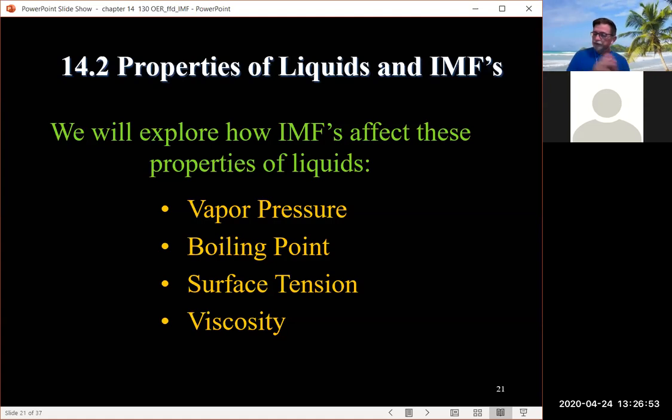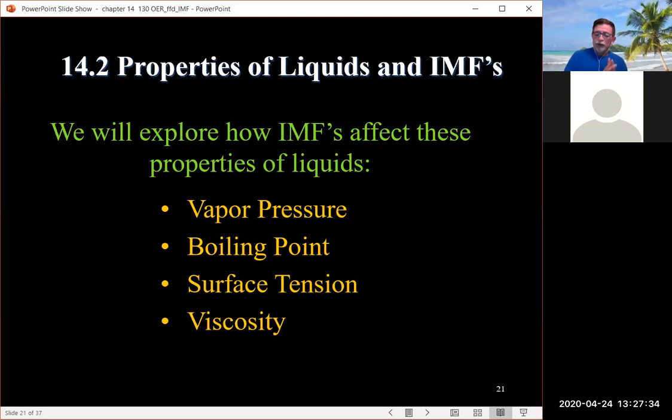Now, you might think about this for a second. Given what we've been talking about as far as the strength of the forces, if those forces in the liquid are very strong, they're not going to allow a lot of gas molecules to go into the vapor. Hence, if you have very strong intermolecular forces, you're going to have fewer molecules in the gas phase. Hence, vapor pressure drops. If the intermolecular forces are weak, then more molecules are going into the gas phase and the vapor pressure goes up.